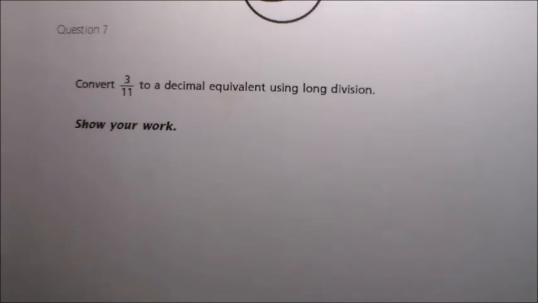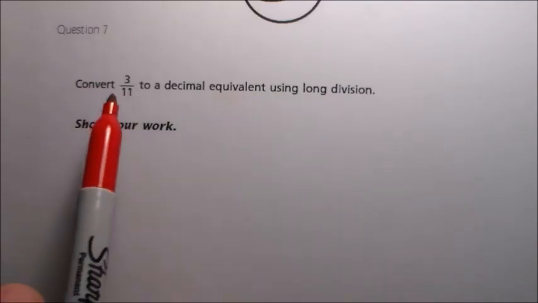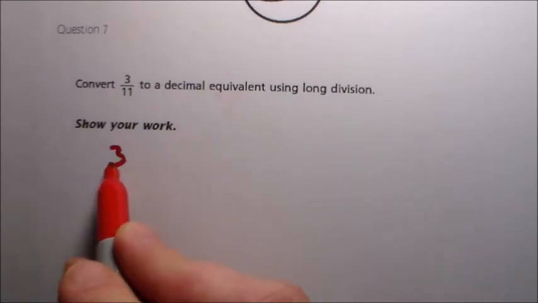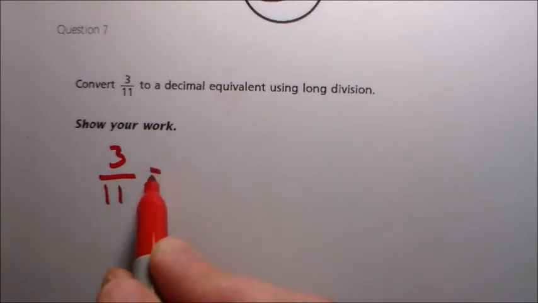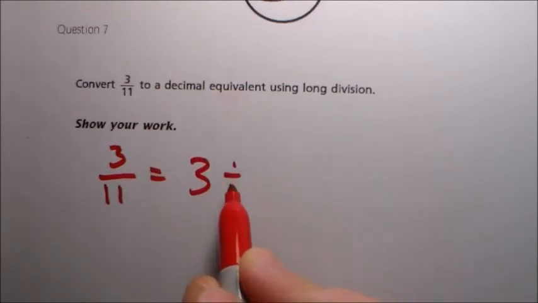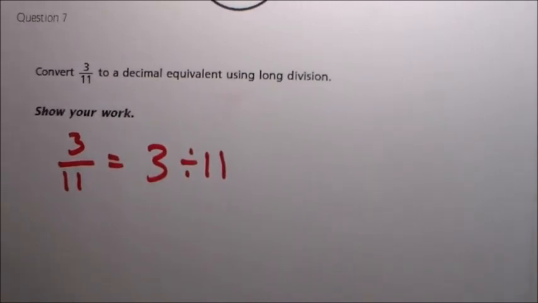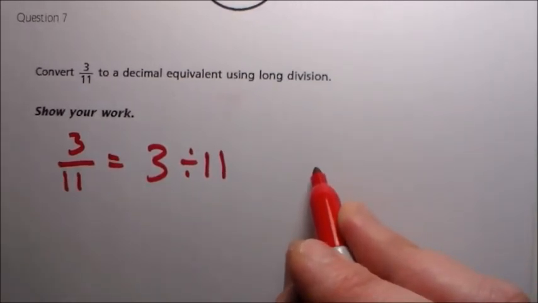All right, question 7. Convert 3/11ths to a decimal equivalent using long division. Okay, we've been over this. 3 over 11 equals 3 divided by 11. You gotta know it. If you never thought of fractions as division expressions before, well, it's a good time to start. 3/11ths equals 3 divided by 11. All right, let's do it.